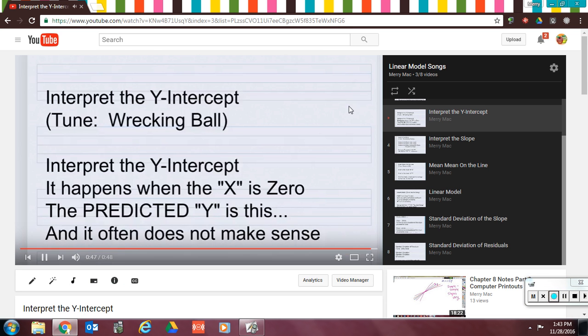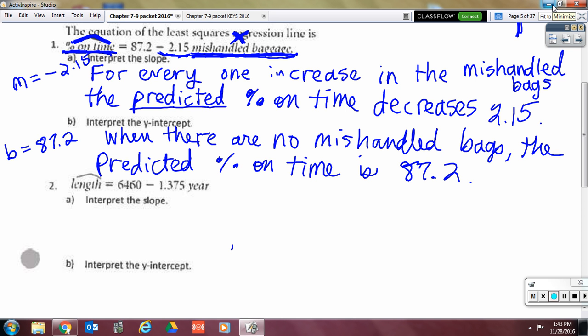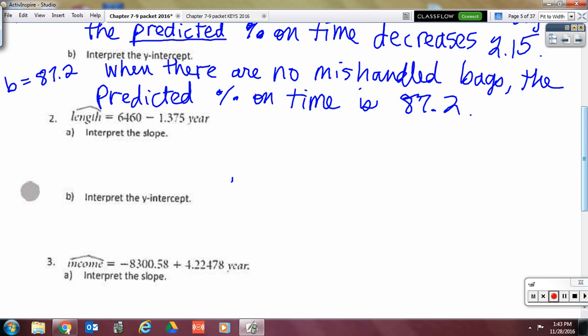Okay, all right, there you go. So there's a song that can help us remember: when the x is 0, when there's no mishandled baggage. So let's now see if you can try this.